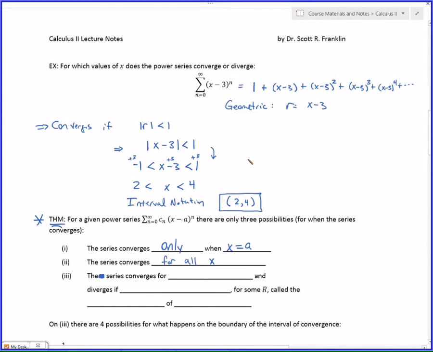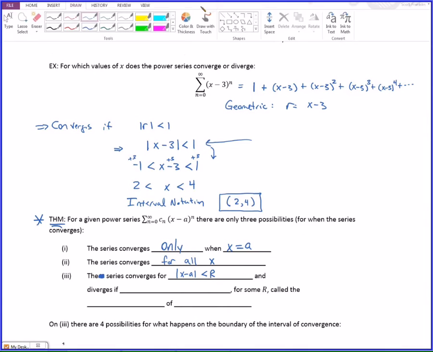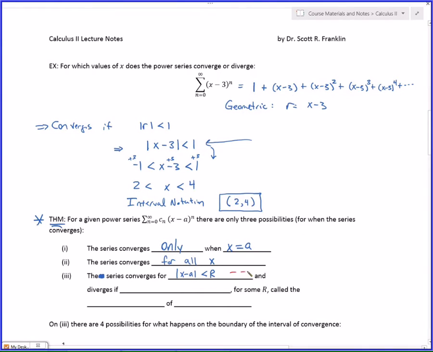And I'll write it like I have it written up here. So it's like absolute value of x minus a less than r. So it converges within some r of a. Notice, by the way, this is the same, I'm going to write this in a different color, but this is the same as saying x is between a plus r and a minus r.